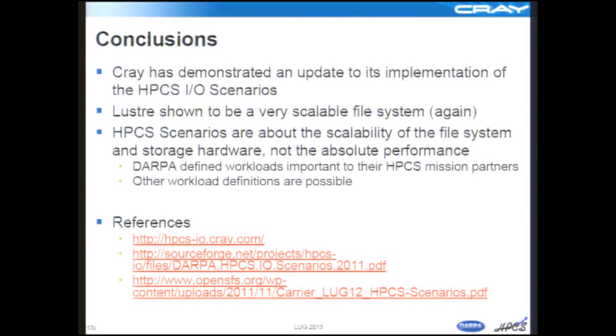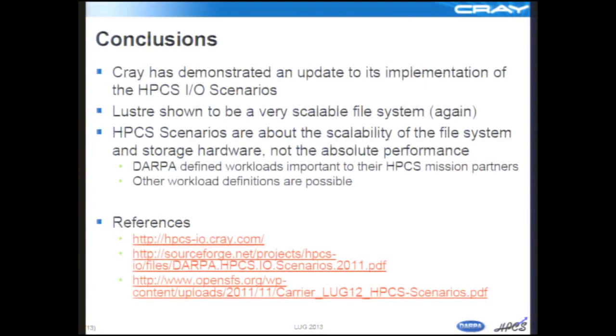I think the take-home message from this is that you're looking at a scalable solution. You're looking to see how the file system scales. How does your solution scale as you start doubling the amount of hardware you've got? Whether you like the DARPA workloads or not, that's the benefit. And so you can come up with other workloads. When you look at Lustre performance, it's not really a peak that we want to keep showing. We want to demonstrate how Lustre keeps scaling over time.